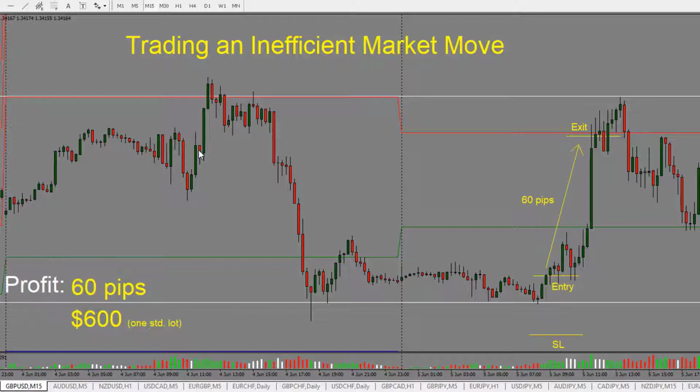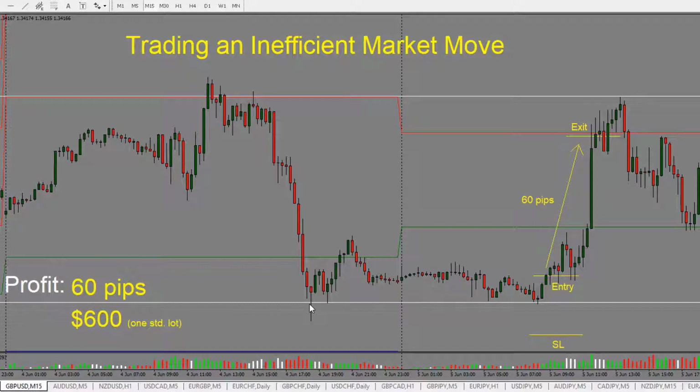A very important thing to keep in mind with an inefficient market move is that we have to be careful that price does not break down and continue lower, because when price moves like this, sometimes it can just form a flag formation and then continue lower. So that's something we have to be careful with. That's why we have to give it some time and see how price reacts at the bottom here.